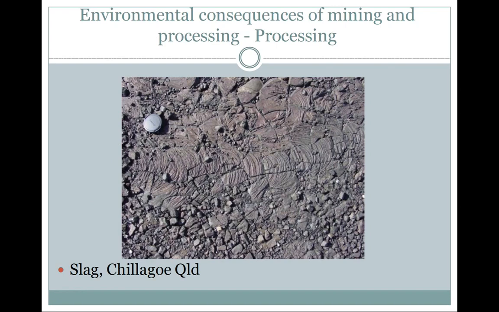Here's just an example of slag, beautiful textures here. This is just the byproduct of smelting some ore, commonly copper's iron sulfides, and we're left with an iron silicate product called slag or pig iron, and it's quite prominent in many old mine sites where smelting was an active processing method.